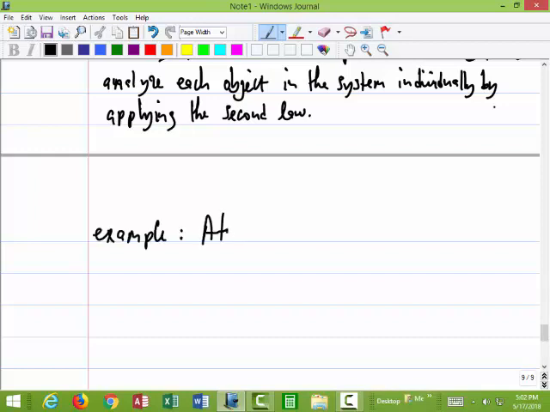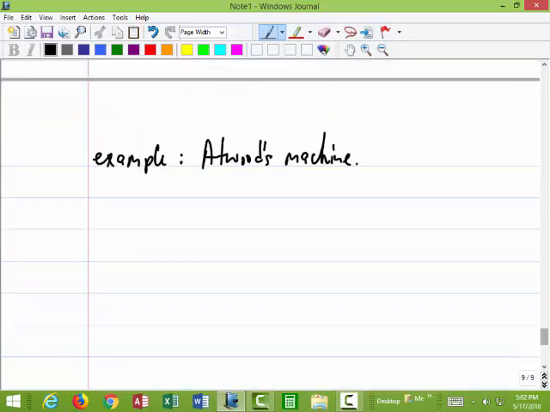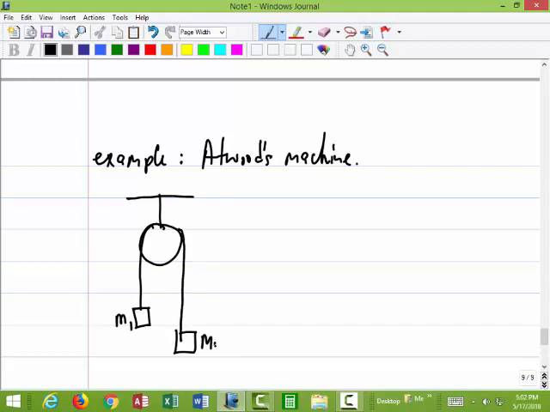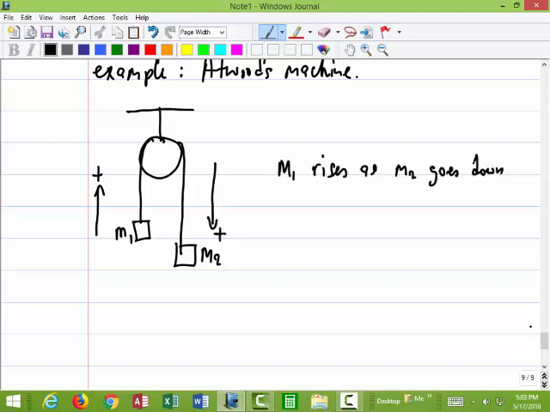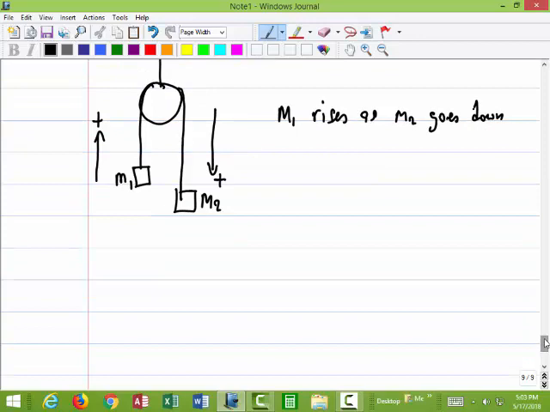Let's consider Atwood's Machine. So we have a fixed pulley, and on that pulley we hang a mass. Let's have this mass be M1, and then on the other side of the pulley we hang a mass M2. And let's consider that M1 rises upwards and M2 goes downwards. So we can apply Newton's second law to each mass. So consider each mass separately.